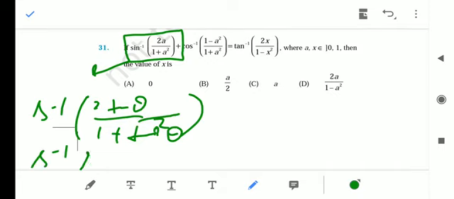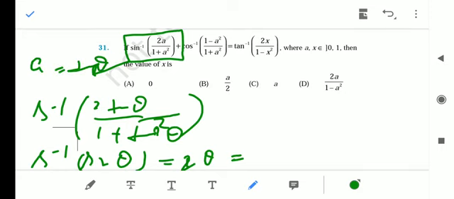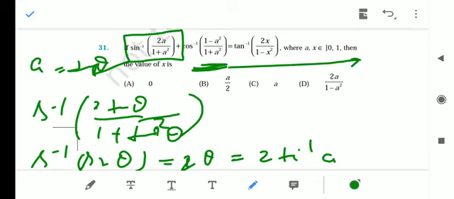So it is sin inverse sin 2 theta, and this value will be equal to 2 theta. We have placed a equal to tan theta, so theta equals tan inverse a. So we have 2 tan inverse a. So the first expression is 2 tan inverse a. In the same way, we can prove that if we substitute a equal to tan theta in the second expression, then we have 1 minus tan square theta upon 1 plus tan square theta, which is cos 2 theta. Cos inverse cos 2 theta is 2 theta, that is 2 tan inverse a. So this expression is also 2 tan inverse a.